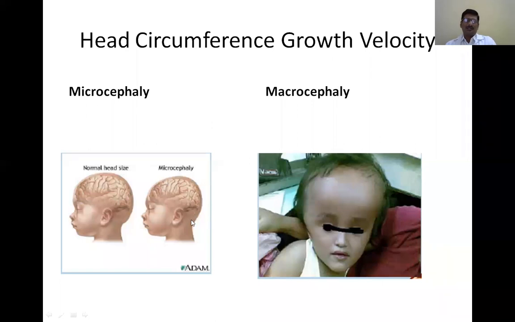So now, during Zika virus, etc., there is increasing evidence of an incidence of microcephaly, and in all forms of hydrocephalus, there is macrocephaly. There is an increase in the head circumference. Now this is the picture.